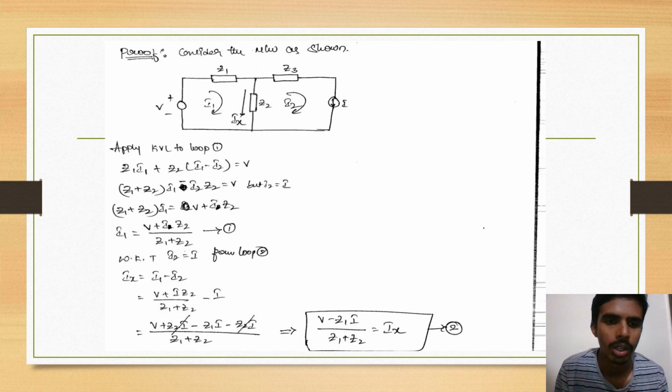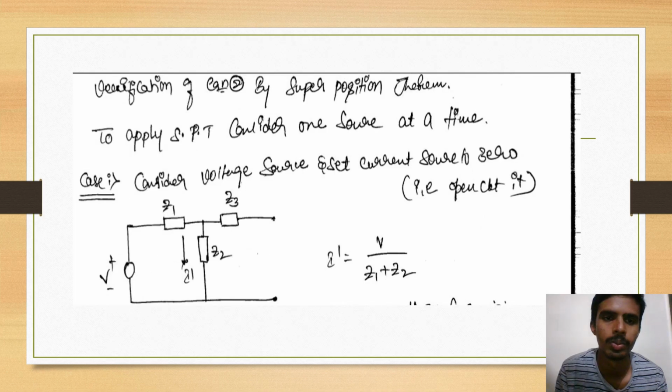We need to find the current flowing through Z2, that is Ix. So Ix is equal to I1 minus I2, which is (V plus I Z2) divided by (Z1 plus Z2) minus I. This is simplified by taking the LCM. Further, Z2 I and Z2 I get cancelled and we obtain the equation Ix is equal to (V minus Z1 I) divided by (Z1 plus Z2). So this is how we can obtain the value of Ix. But that's only the first part.